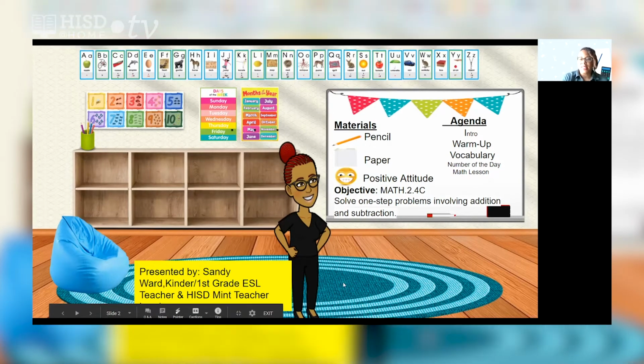For our lesson today, boys and girls, you're going to need a pencil, paper, and a positive attitude. We will go through our introduction, warm-up, vocabulary, number of the day, and math lesson. The objective for this lesson is that we will solve one-step problems involving addition and subtraction.